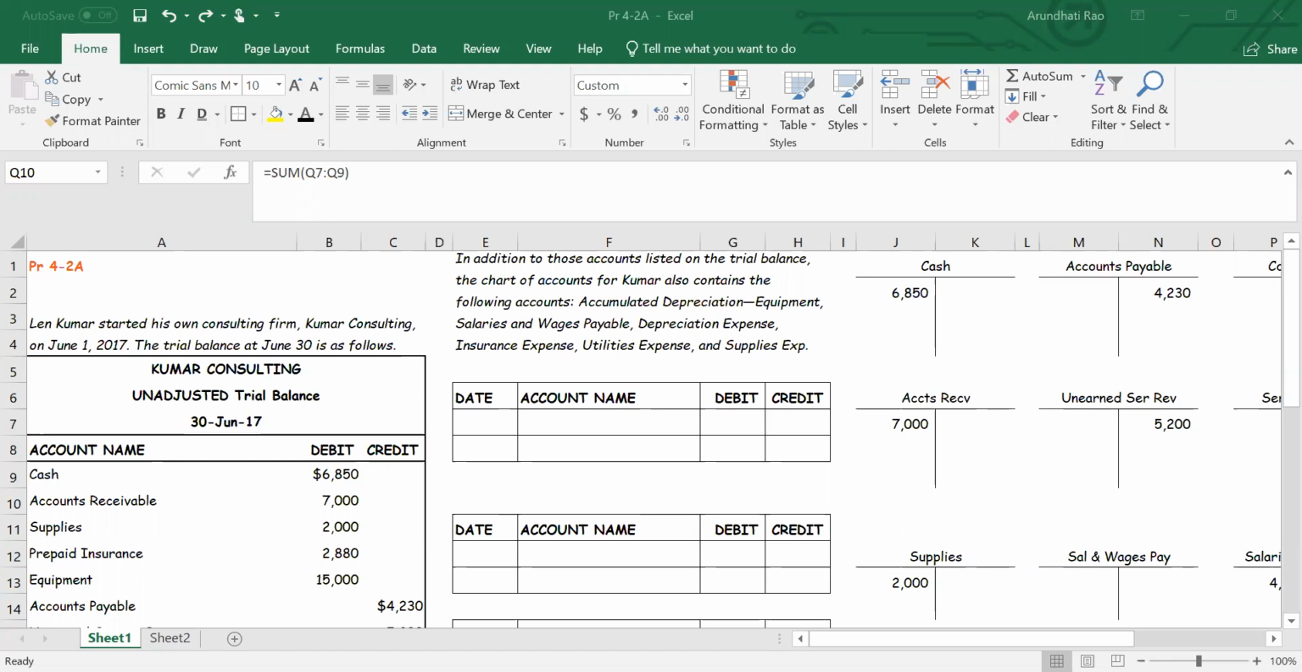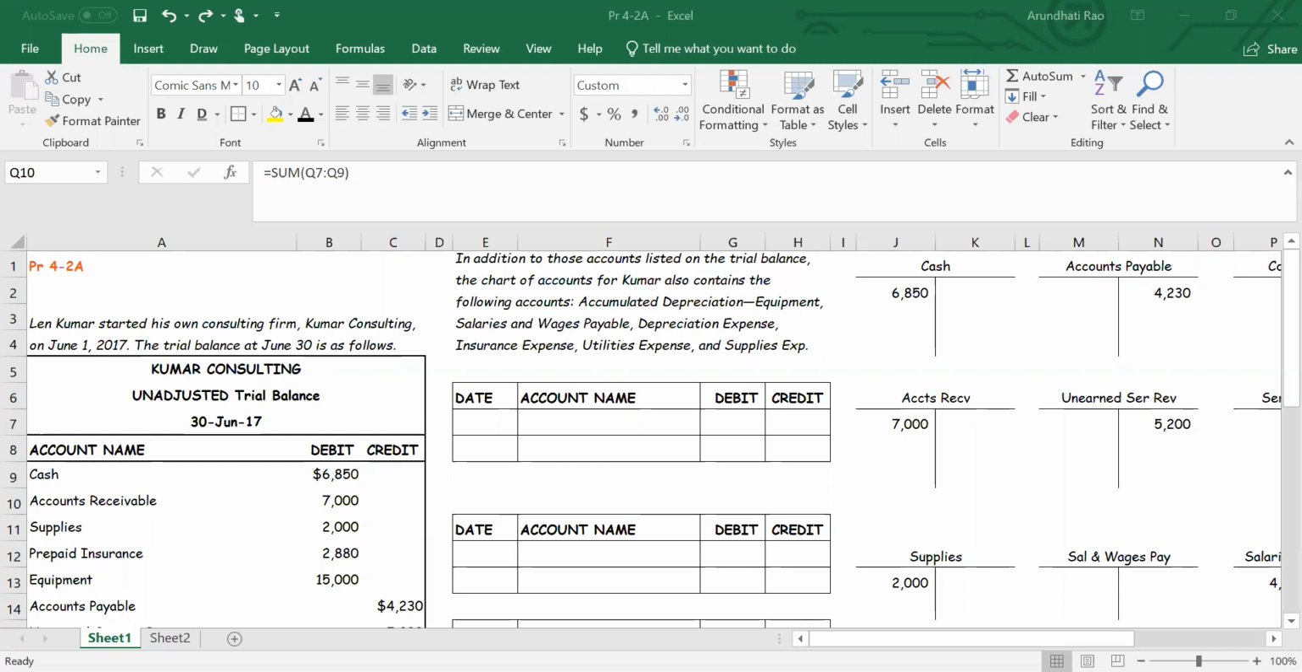Service revenue is an income statement item. It's also part of the equity with a credit balance. And then finally, we have two expenses, salaries and wages expense and rent expense. As the name suggests, these are expenses, income statement items, but they also are equity items that reduce equity, and therefore they have a debit balance.